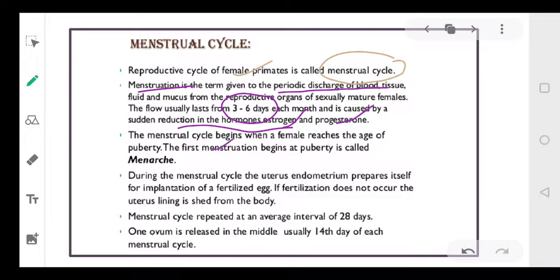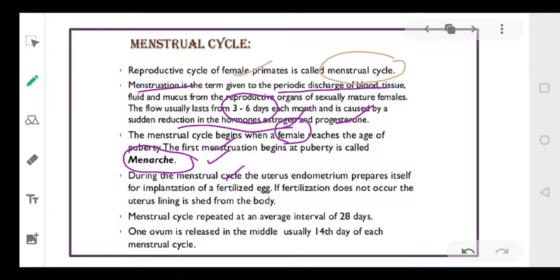The menstrual cycle begins in the female when she enters the puberty age, when she enters the teenage, that we generally call it. Right? And the first menstruation is referred to as menarche. Okay? When a girl menstruates for the first time, that condition is called menarche.